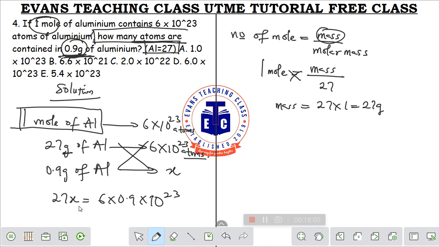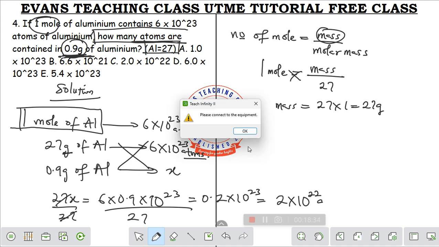So what do you think will be our answer? So you just divide both sides by 27, and then you finish your work. If you look at this calculation, they are not easy to do without calculator. The reason is because those questions are the ones where calculator was allowed. So don't be confused. Divided by 27, it will be 0.2, so 0.2 times 10 raised to the power 23. So final answer will be 2 times 10 raised to the power 22 atoms.